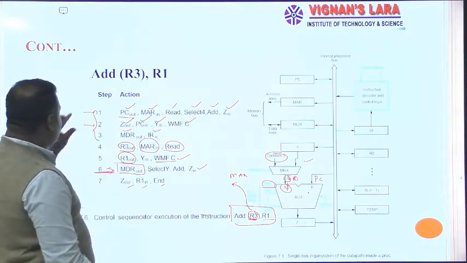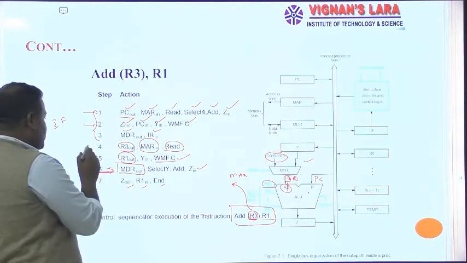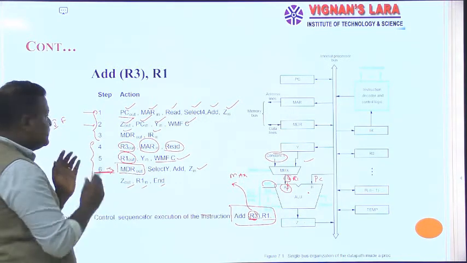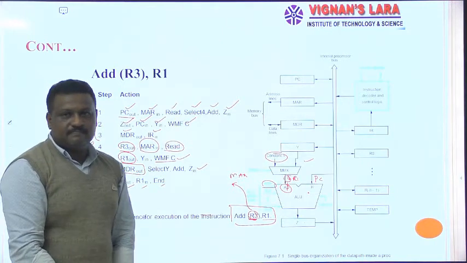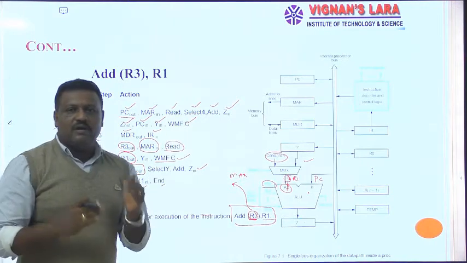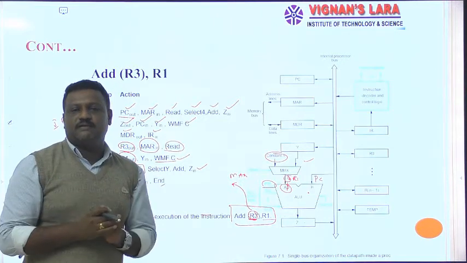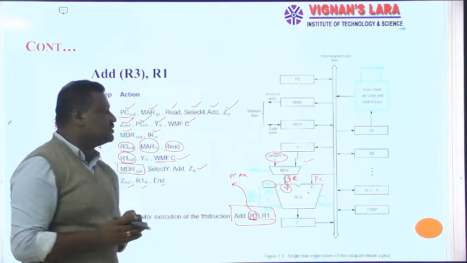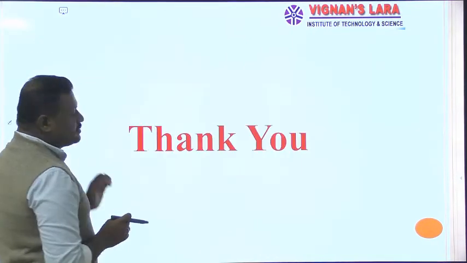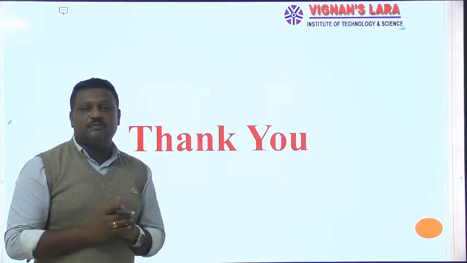That means the first 3 steps are related to instruction fetching, and the last 4 steps are related to instruction execution. So I hope you understand how an instruction is completely executed. That means I do a fetch and later I do the execution. So this is for today's topic.